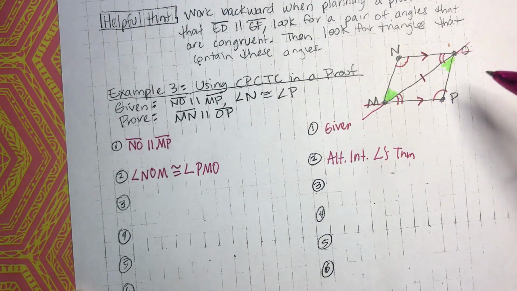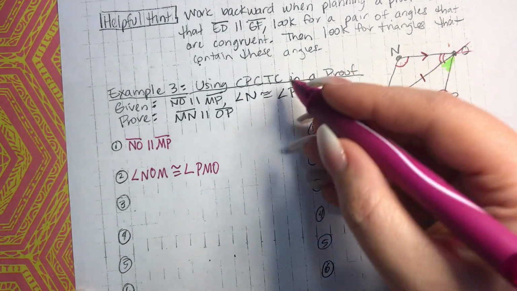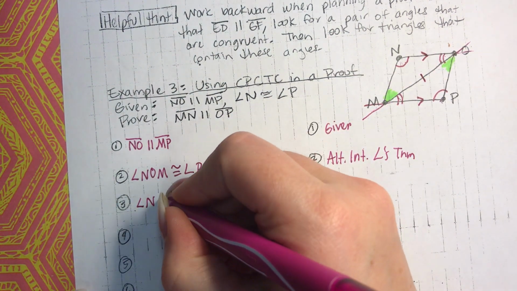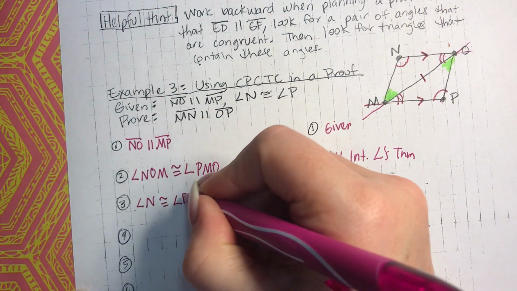Right, so that's it. Now we need this, right? So angle N is congruent to angle P. That's just given.